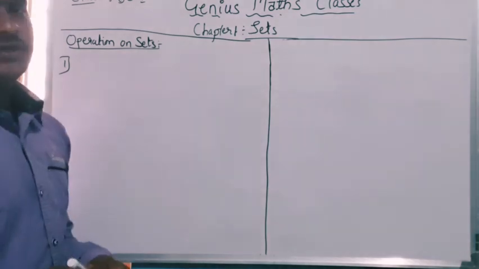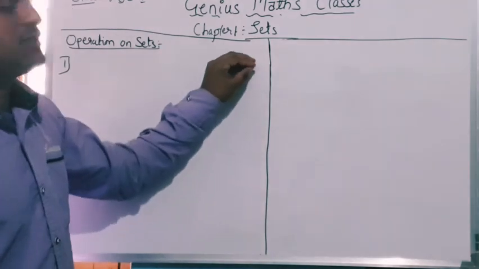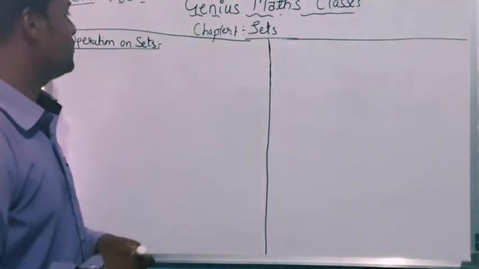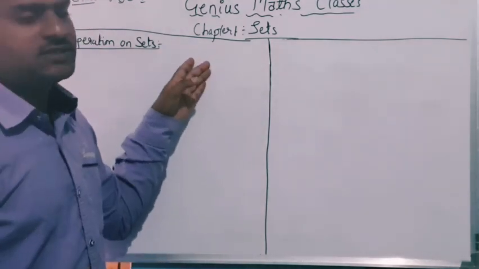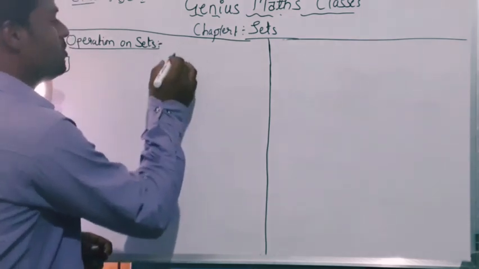In the first class, we have discussed the introduction and how to represent a set. In the second class, we have discussed the types of sets, and in this class, we are going to discuss the operations on sets.